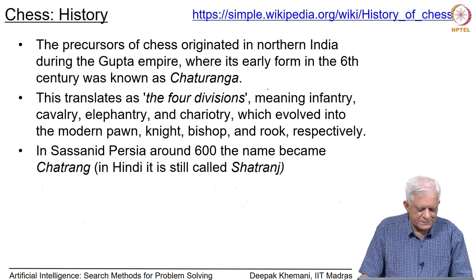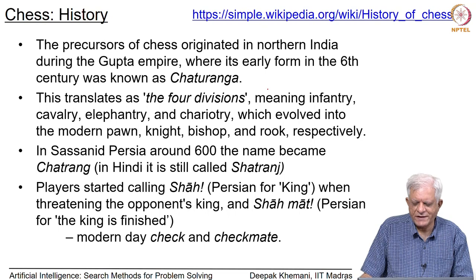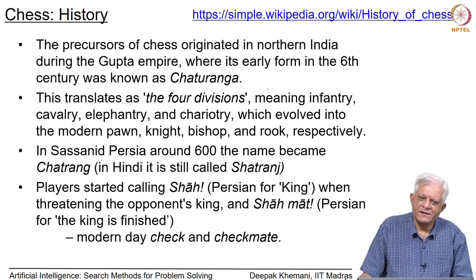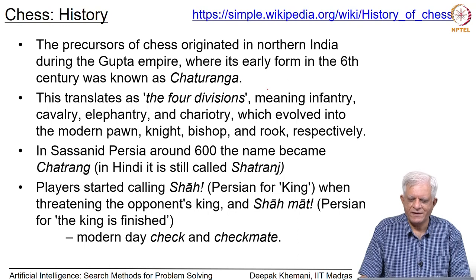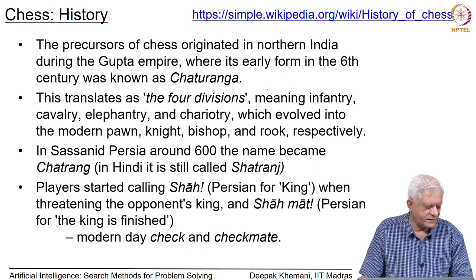In those days, people used to use the word Shah, which was kind of a check. Nowadays, we say that you are giving check to the opponent, whenever you are attacking the opponent's king. In modern day chess, the player is obliged to say the word check, and you can imagine that this comes from the word Shah, which came from the Persian word for king. And if you have managed to checkmate the opponent, then they used to say Shah Mat. Mat is a word that even in Hindi means defeat.